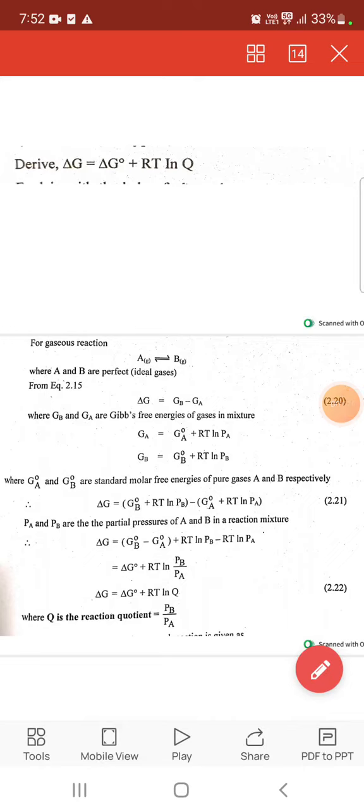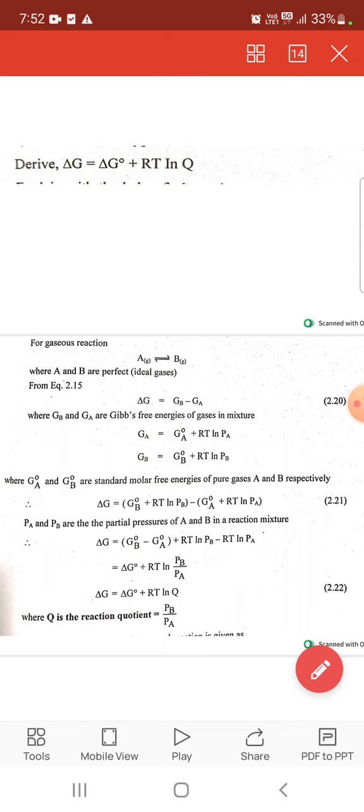Hello friends, myself Dr. Manauti Patil, and now we are going to see the second chapter from physical chemistry, that is chemical equilibrium, and from that the important question is: derive ΔG = ΔG° + RT ln Q.